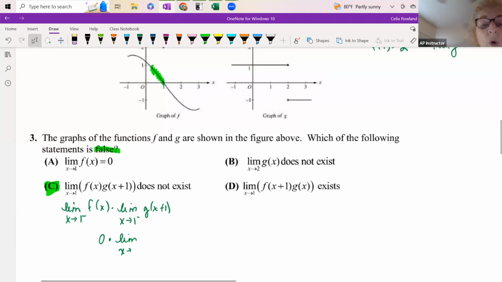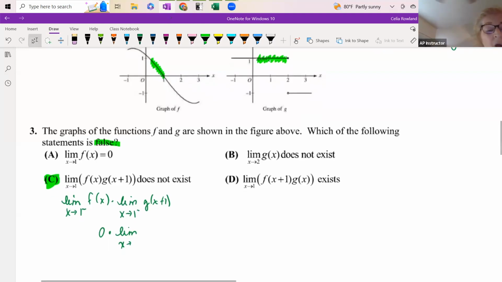So if I put in 1, as I'm approaching 1 from the left of g of x plus 1, that's asking me, what do I get as I'm approaching here? And I'm looking at, that would be the limit as it goes to 2, so from the left, and that's going to be a 1. So let me actually take this out and make this 1, and therefore this is 0.